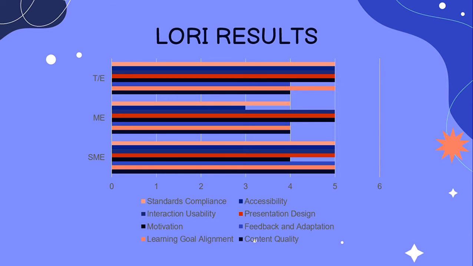And this is the Rowley research. And this is the Rowley result. The Rowley result shows that the module is good to go because most of the feedback is at 5.